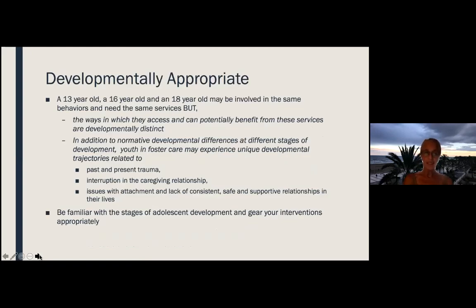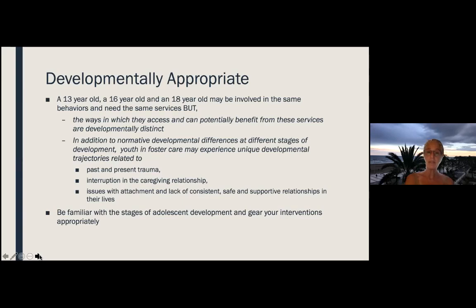Finally, care needs to be developmentally appropriate, because obviously a 13-year-old, a 16-year-old, and an 18-year-old, they may be involved in the same behaviors, they may need the same services, but the way in which they access them and can potentially benefit from them are developmentally distinct. And also normative developmental differences at different stages of development may be off a little bit.